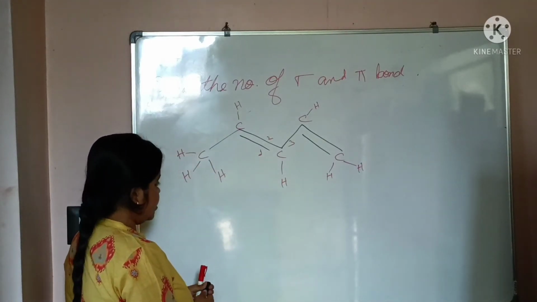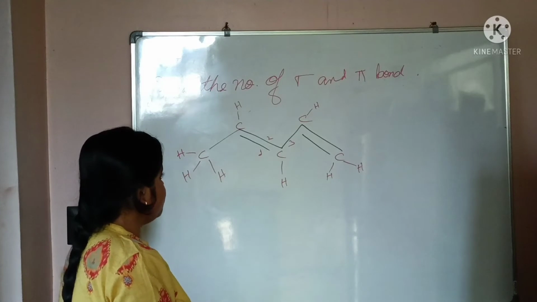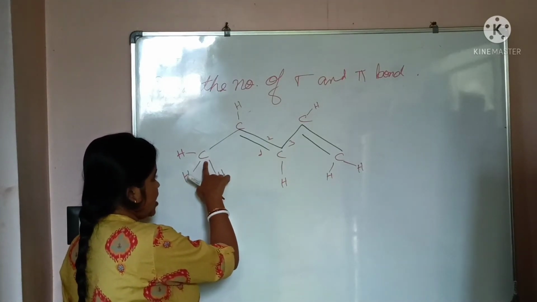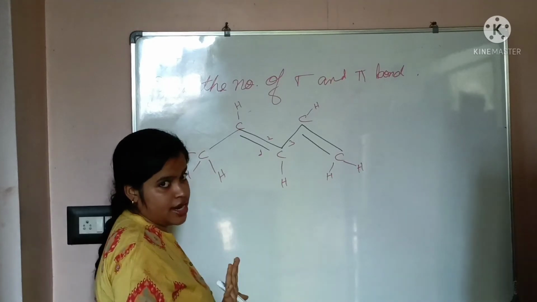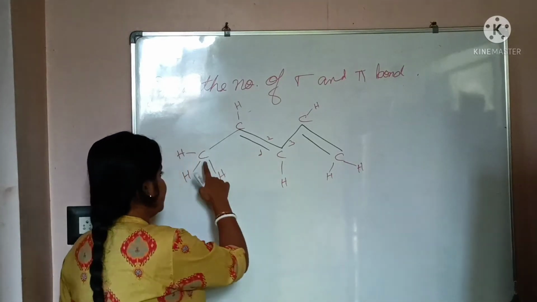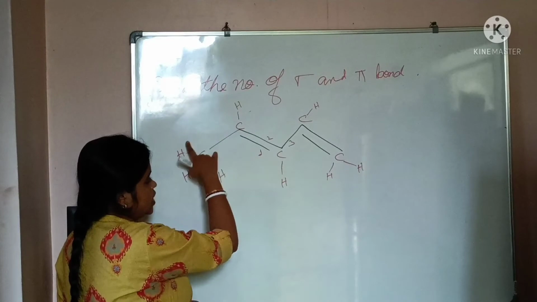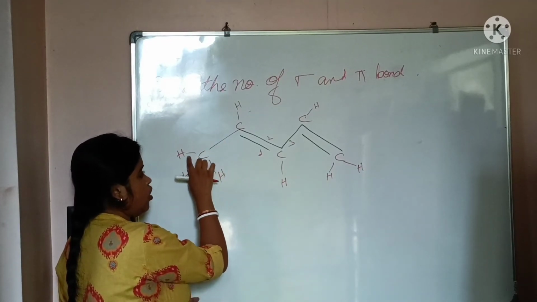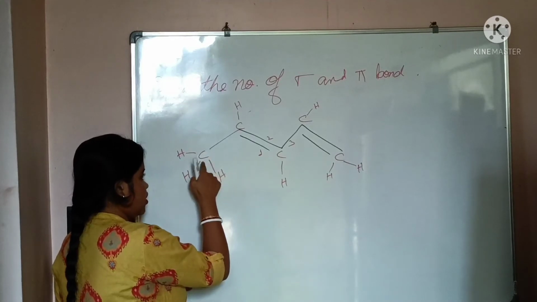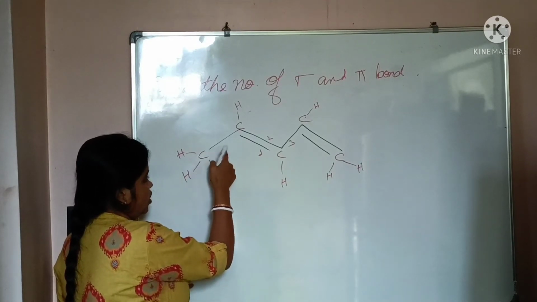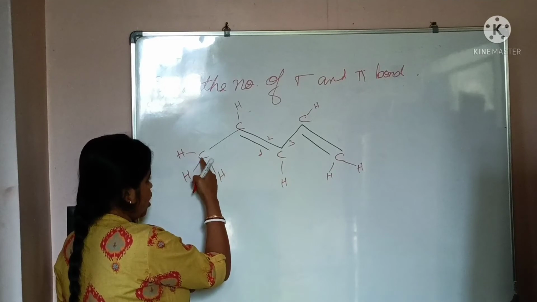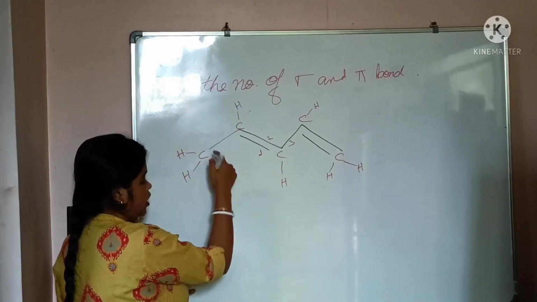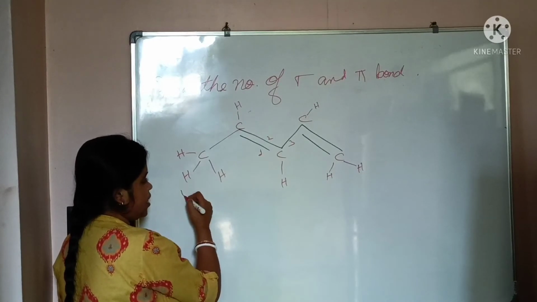So in this case you see the number of single bonds. With this carbon, how many single bonds are there? Not double bonds. In this carbon there is no double bond, so all are single bonds. That means all bonds are sigma bonds. So for this carbon, how many single bonds should I write? 4. 1, 2, 3, 4. Okay. So 4 for this particular portion.